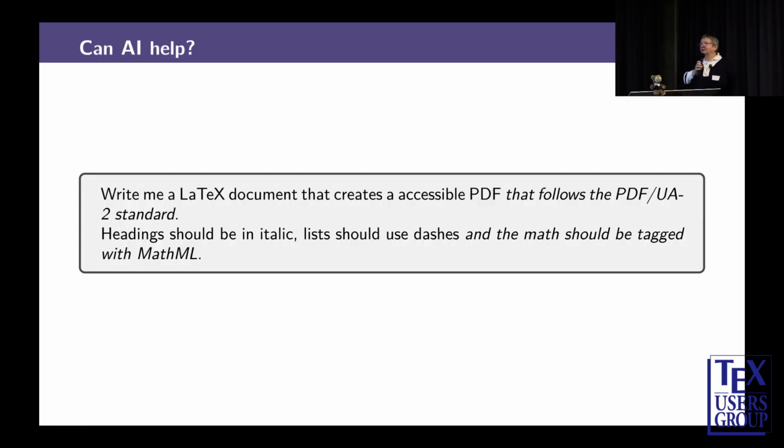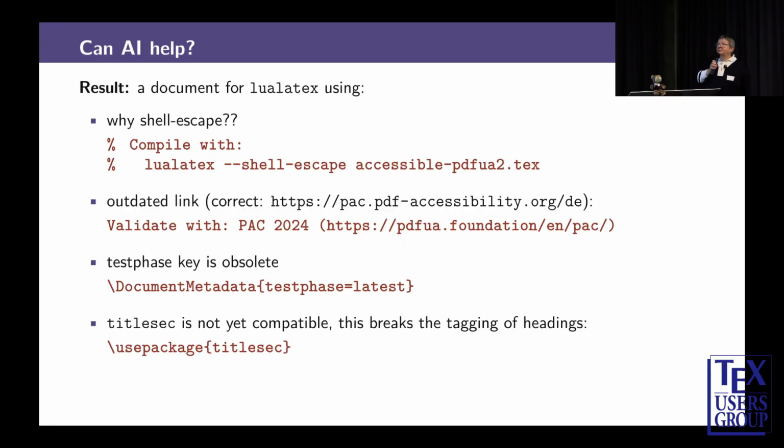Then I extended the prompt: write me an accessible PDF with the UA-2 standard, and the math should be tagged with MathML. So I gave it a hint that I wanted accessible math. Then I got the LaTeX document. It's quite good. The document wasn't so bad, with lots of comments, but for some reason it wanted to use shell escape. No idea why.